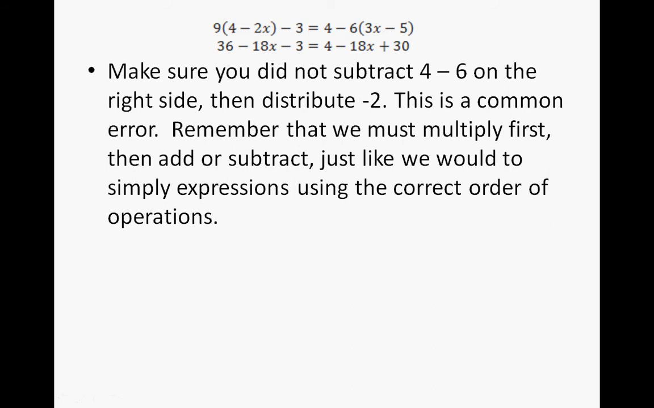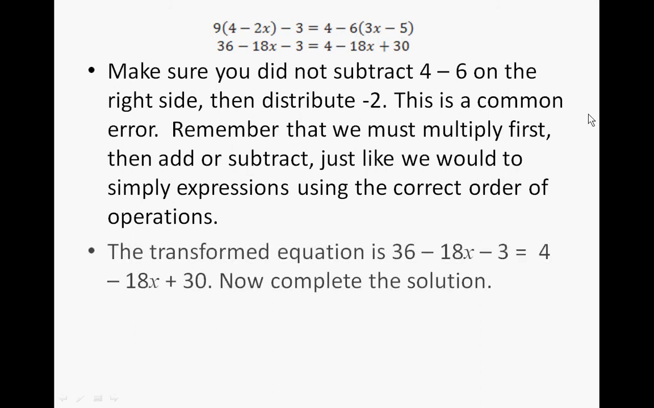Remember that we must first multiply, then add or subtract, just like we would do if we were simplifying expressions using the correct order of operations. So we'd have to multiply this first before we could subtract anything. So the transformed equation is now 36 minus 18x minus 3 is equal to 4 minus 18x plus 30. Now go ahead and complete the solution.